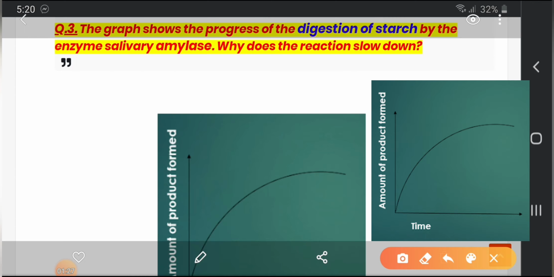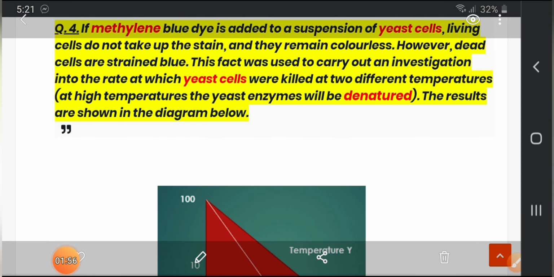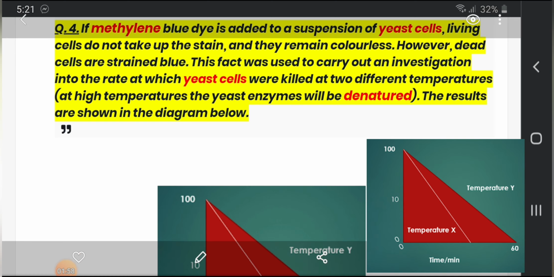Question number 3. The graph shows the progress of the digestion of starch by the enzyme salivary amylase. Why does the reaction slow down? What's the reason? So the answer is D, that is there are fewer and fewer substrate molecules left to bind with the salivary amylase.